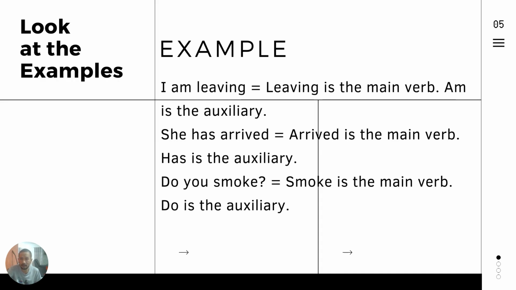So let's take a look at the examples. This is how the auxiliary verbs are used as a helper to the verb to make it more clear. For example, I am leaving. Leaving is the main verb, the action verb, the action word. Am is the auxiliary. She has arrived. Arrived is the main verb. Has is the auxiliary. Do you smoke? Smoke is the main verb. Do is the auxiliary.